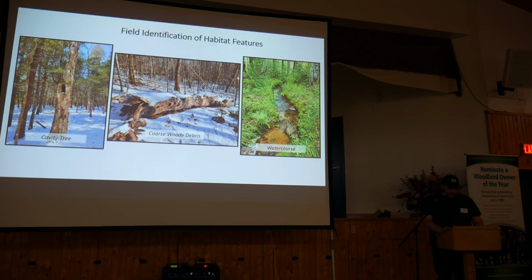And in the middle there, you'll see an example of coarse woody debris. That kind of thing's used by small mammals, reptiles. And then the last one there is a water feature or water course in this example, which could be home to fish, amphibians. Reptiles use it. They're also really frequented areas by mammals and birds.